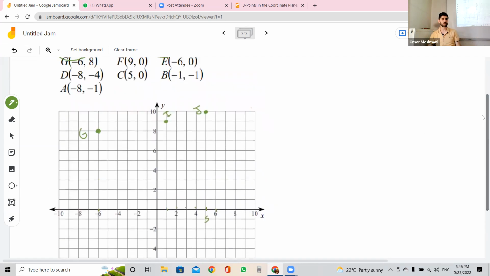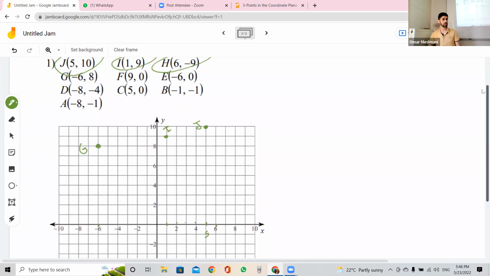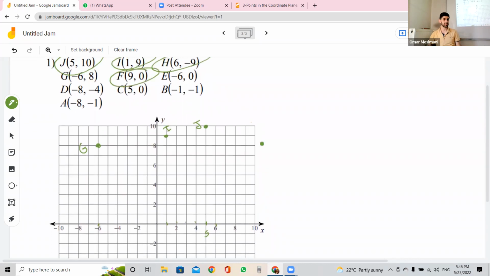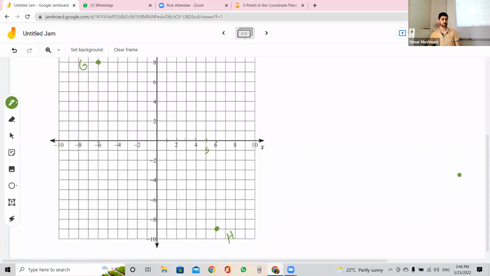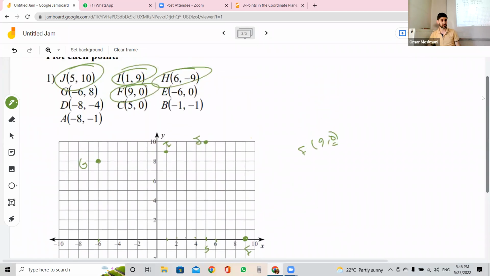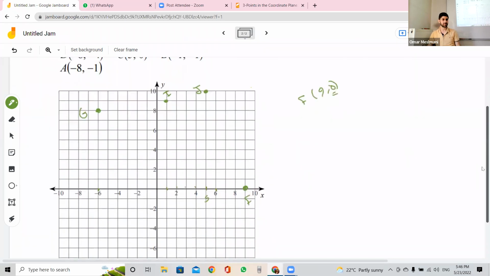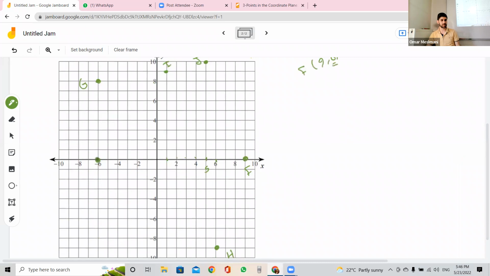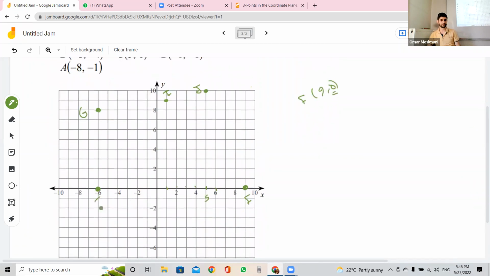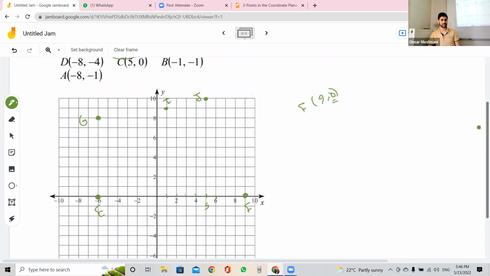I can go over all of them. It's easy to say. Point F, it's 9 and 0. All right, point F has 9 and 0. So here there is a 0 on the Y coordinate. So it's going to be on the x-axis, all right? So this is the point F. Point E, it's negative 6 and 0. Negative 6 and 0 is going to be this. This is point E.